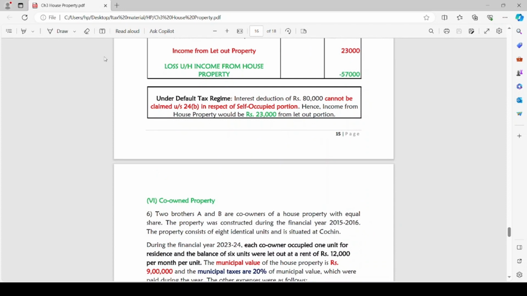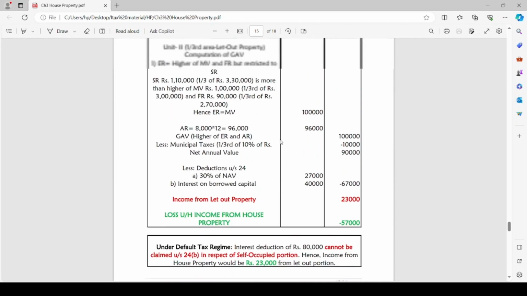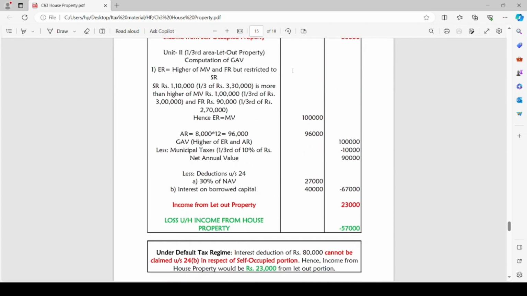So, under the default tax regime, the interest deduction of rupees 80,000 cannot be claimed under section 24B in respect of self-occupied portion. There is no income from self-occupied portion. There is no loss from self-occupied portion. But if the 1/3 portion of the same property has been let out, the calculations are similar under the default tax regime too.